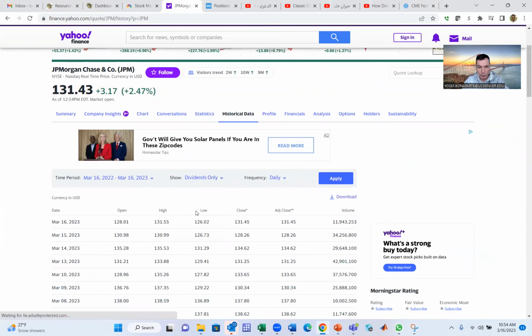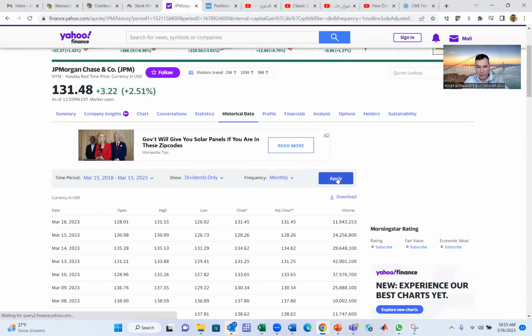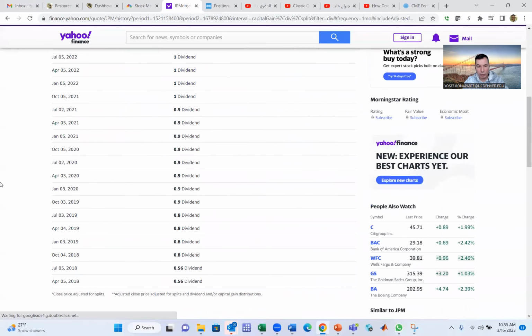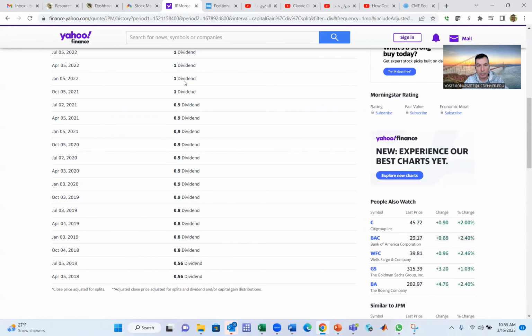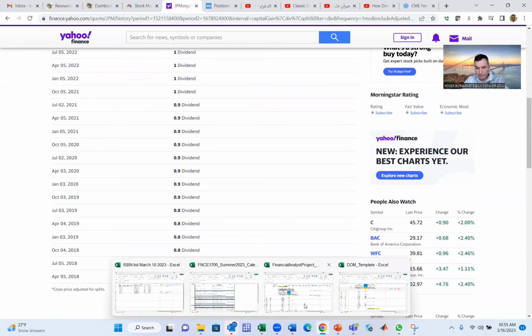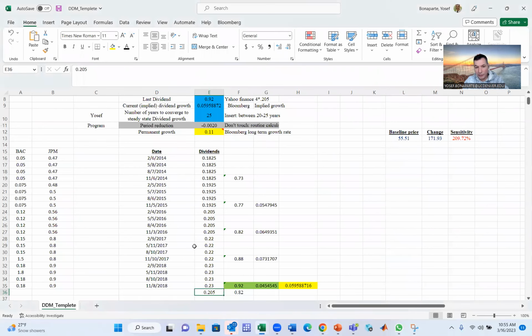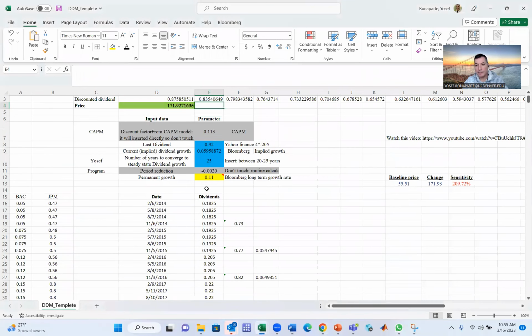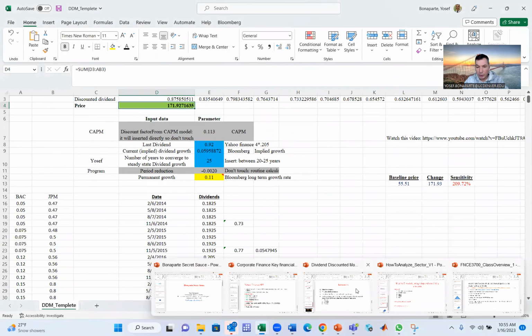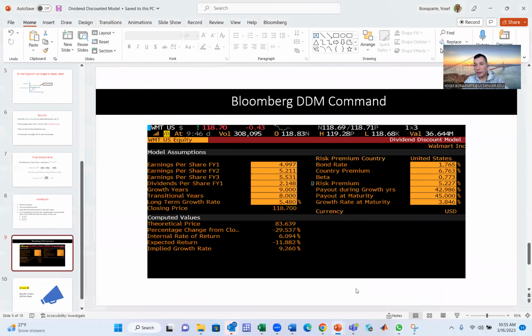And you do dividend only, and you say I want to see the last 5 years, monthly, and you apply. So if you do Walmart, then just put these numbers, boom, boom, boom, all the way up. Put them here. Once you put these numbers here, you're done. The program will give you the price here. But this is the theory of where the price comes from. Again, if you know how to use Bloomberg, it's much easier. Go to Walmart, put the DDM, you're done.